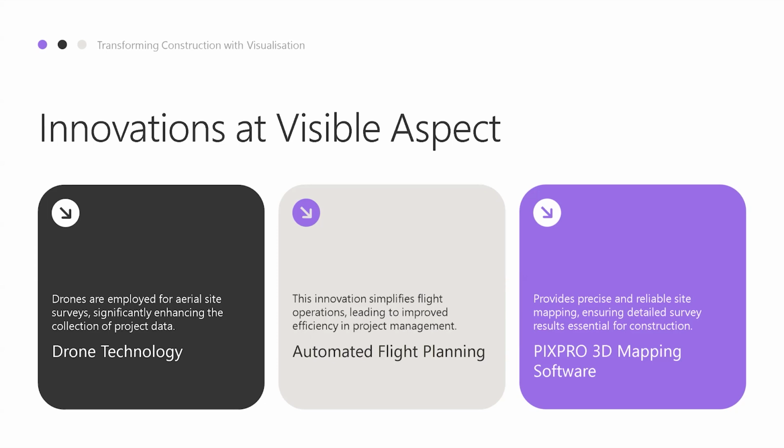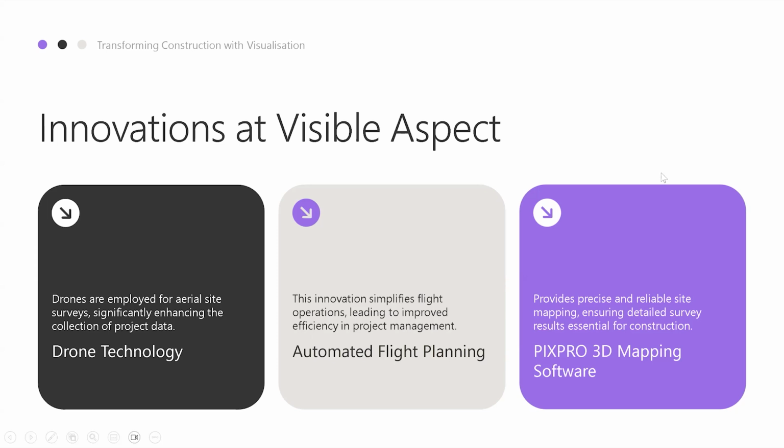So obviously automated flight planning, like I just said, simplifies the flight operations, leading to improved efficiency in project management. And then we use obviously the PixPro 3D mapping software. So it provides precise, reliable site mapping, ensuring detailed survey results essential for construction. So with that, obviously they get their deliverables, and we can sort of go from one map to the other, overlay and things like this.